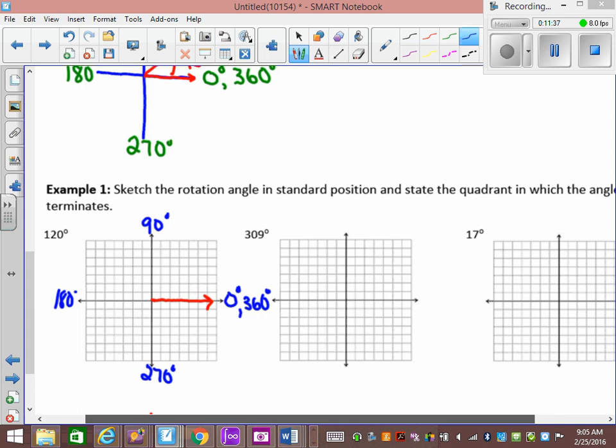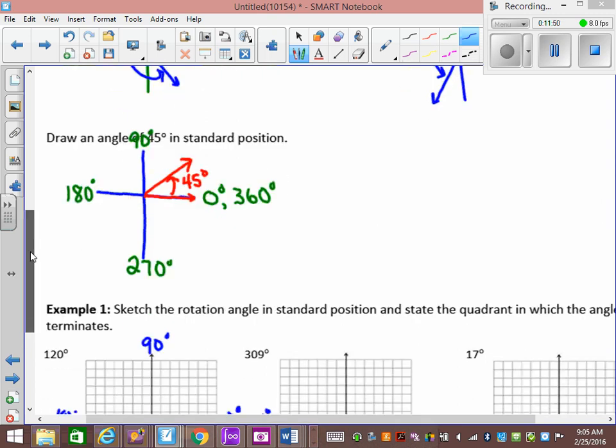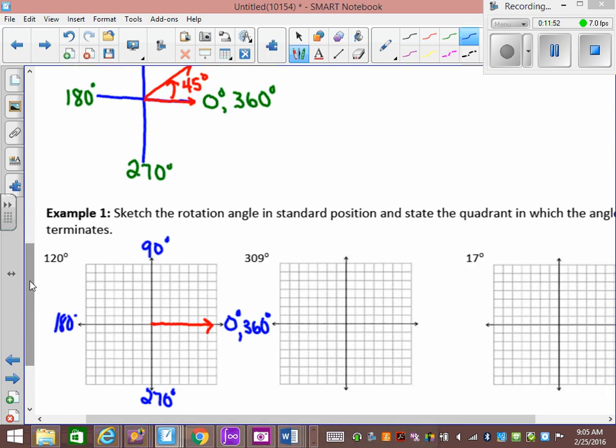So 120 falls between what and what? Yeah, 90 and 180. Now this is the thing that I'd like to show you just in case so that you can sketch a little bit more accurately. If you look at a 90 degree, that is not drawn very well. Let's say that's 90 degrees, right? We said that 45 was halfway between. So that was a 45 degree angle, right?